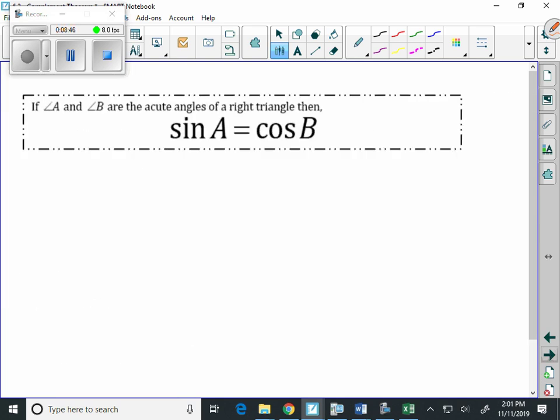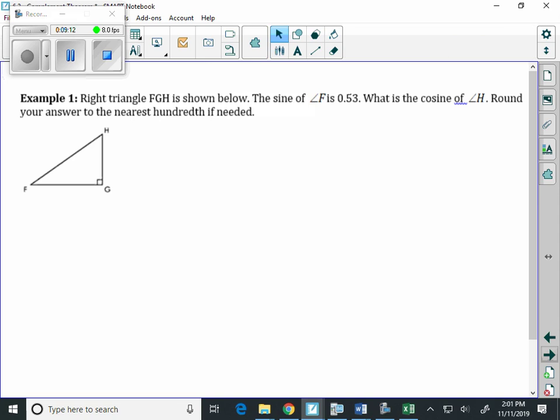In other words, there is a theorem called the complement theorem, which says if angle A and angle B are the acute angles of a right triangle, then every single time sine of angle A will equal cosine of angle B. And if you know that, then these problems are not very challenging.